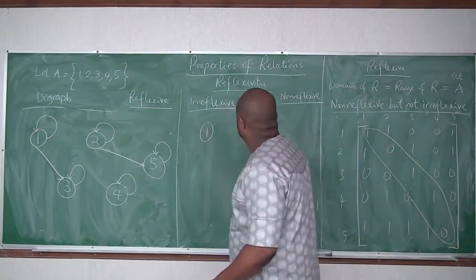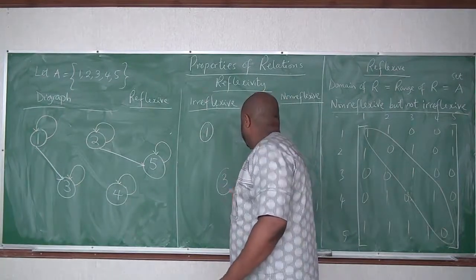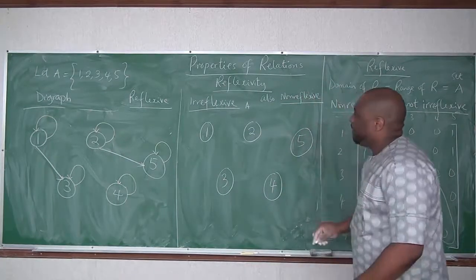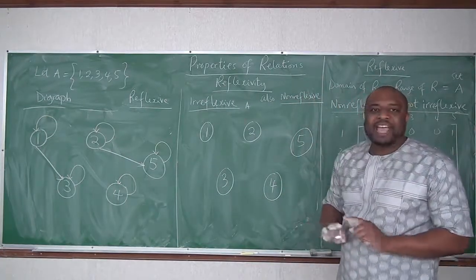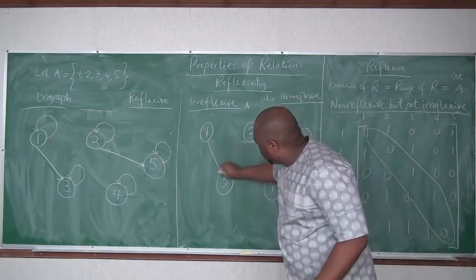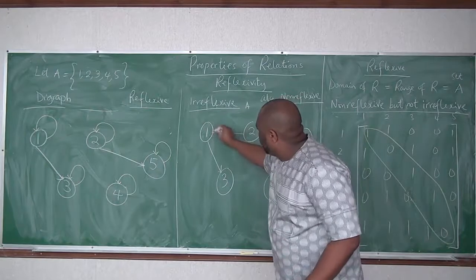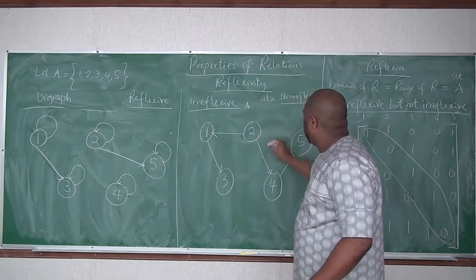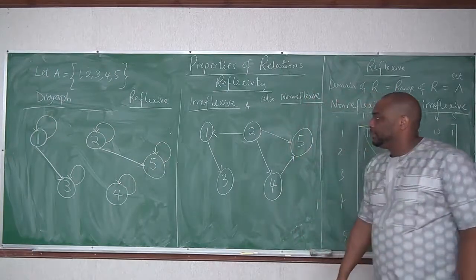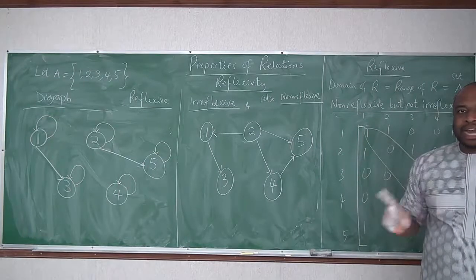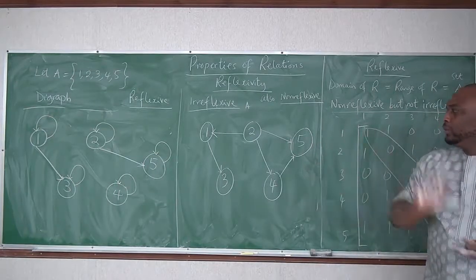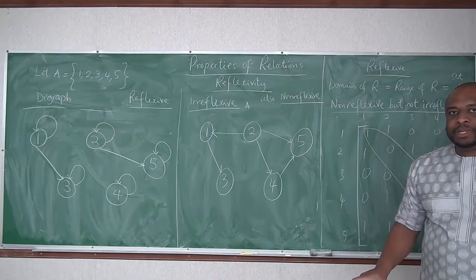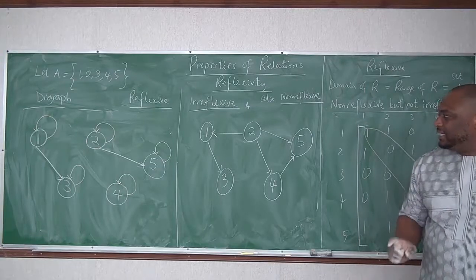Now, for irreflexive, we have something like this. 1, 2, 3, 4, 5. We don't have any loop at all. We could have 1 relates to 3, maybe 2 relates to 1, 2 relates to 4, 4 relates to 5, 2 relates to 5. But there's no loop at all. There is no 1,1, 2,2, 3,3, 4,4, 5,5. There is no loop in any of the vertices. That is irreflexive.